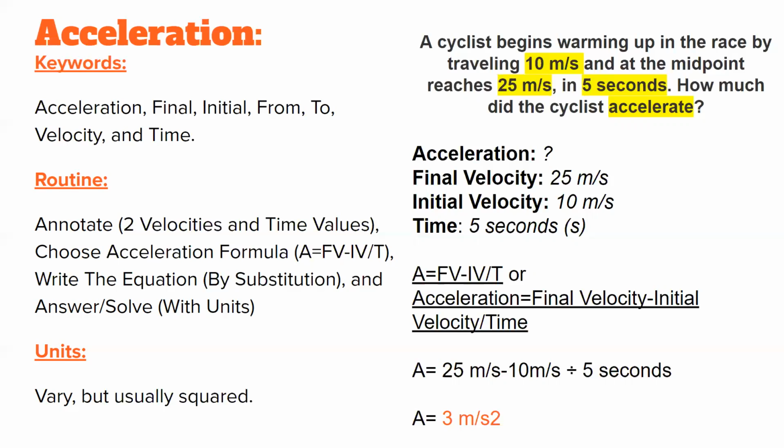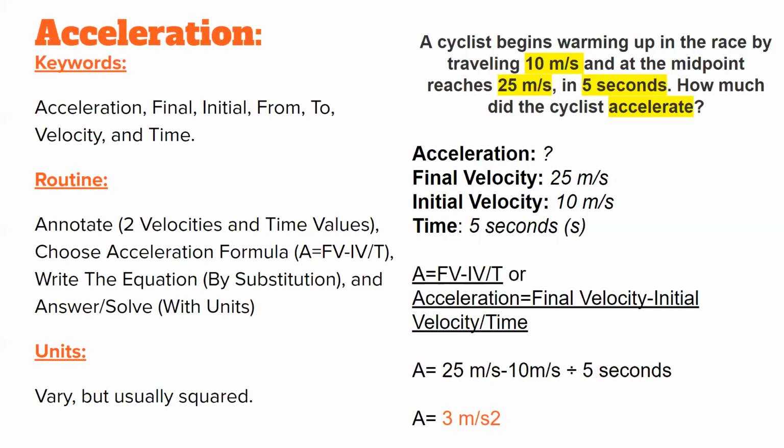So we know that the initial is 10 meters per second because the cyclist begins. That's the key word. It begins and it starts at 10 meters per second. So that would be our initial velocity. So our final velocity could only be 25 meters per second. And the easiest part is 5 seconds, and that's evidently our time.